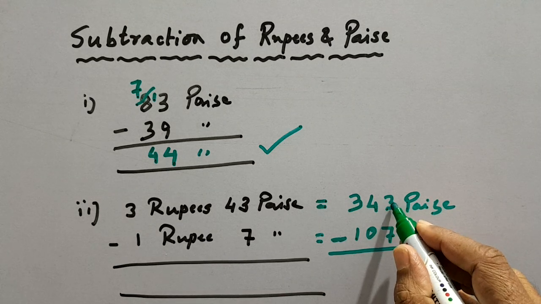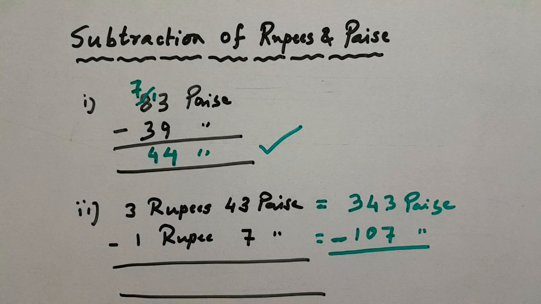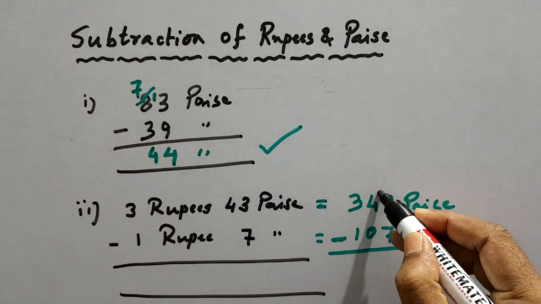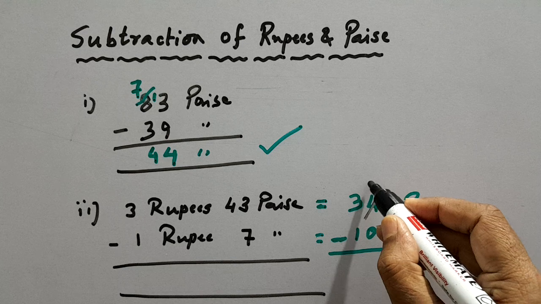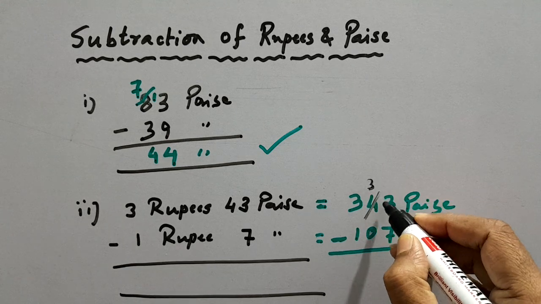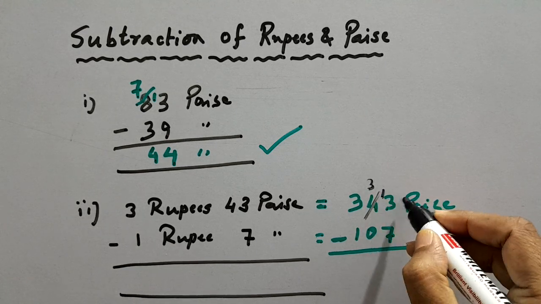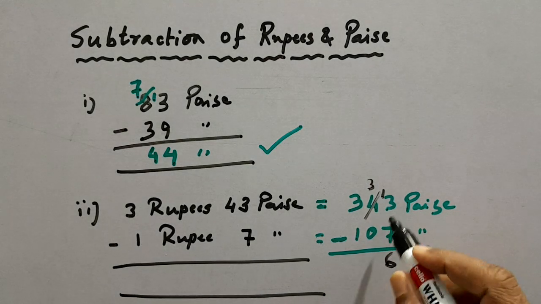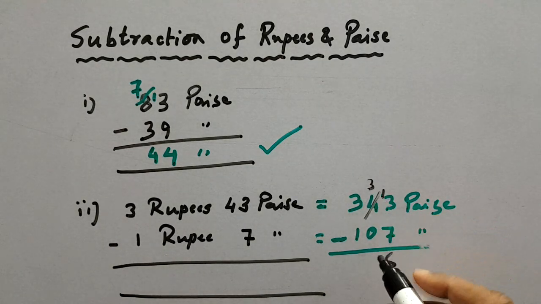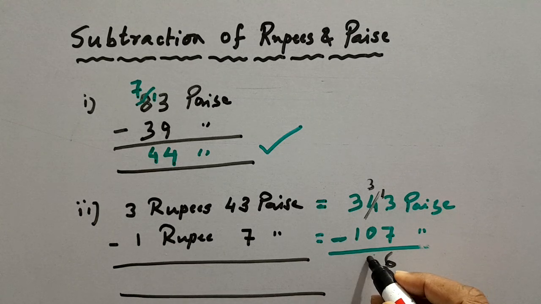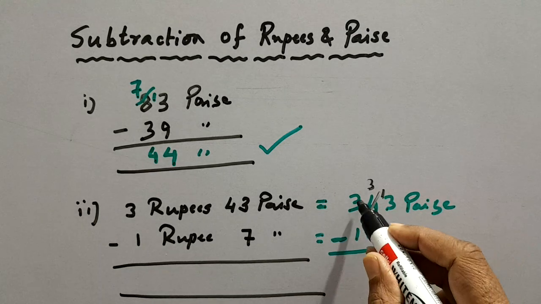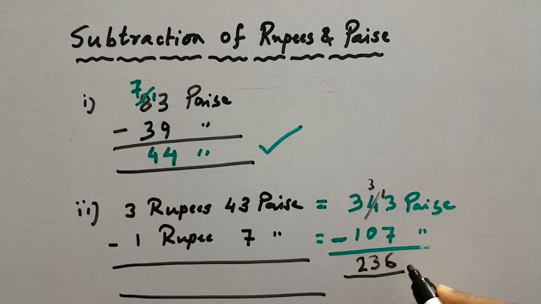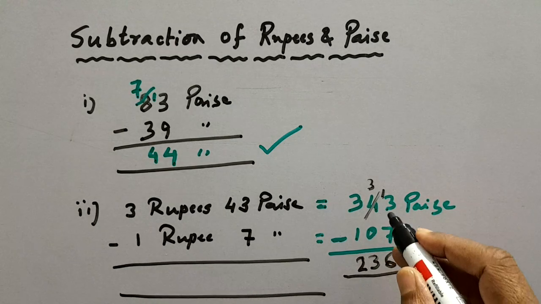Here 3 is less than 7, so we cannot subtract 7 from 3. So what we'll do? We'll borrow 1 from the next place. So 4 will become 3 here, and 3 here will become 13. So 13 minus 7 is 6. Now here 3 minus 0 is 3, and here 3 minus 1 is 2. So 236 paisa is the answer for this subtraction.